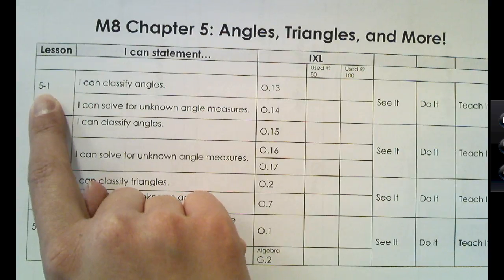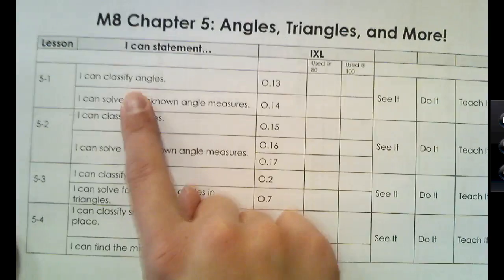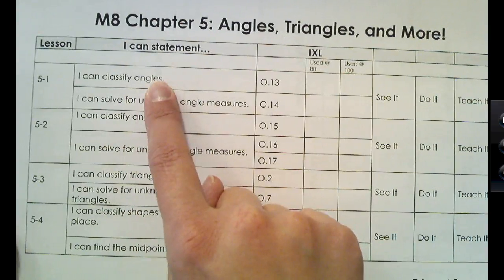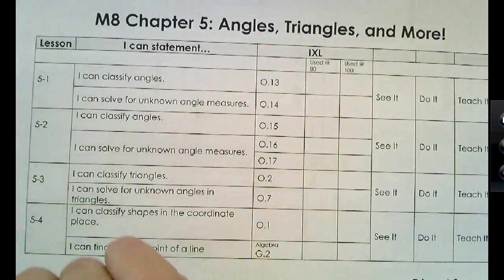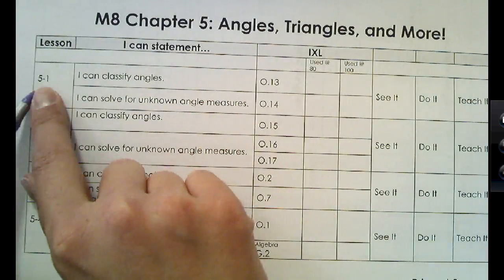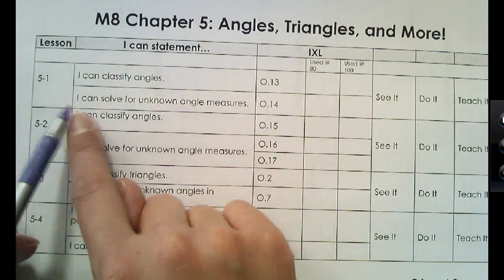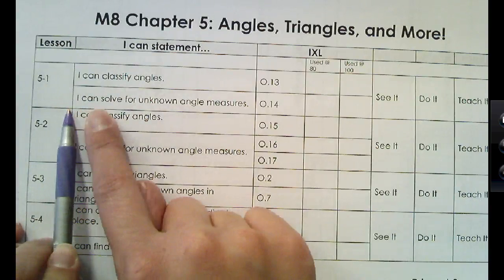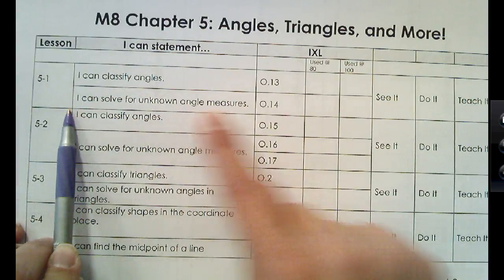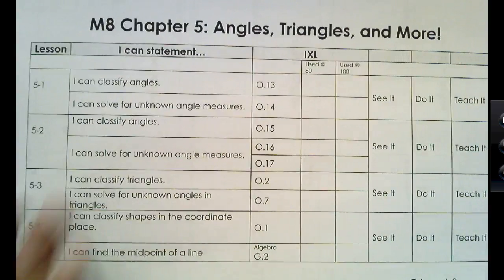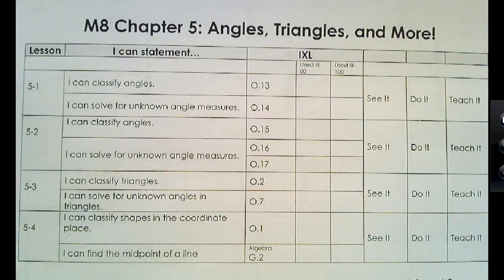Altogether, 5-1 says, I can classify angles. Let's try that again because this side of the room is really dead. Ready? 5-1 says, I can classify angles. And 5-1 says, I can solve for unknown angle measures. Those are the only two I could hear. Natasha, ready? Natasha?